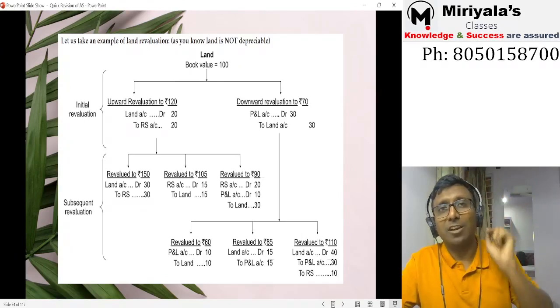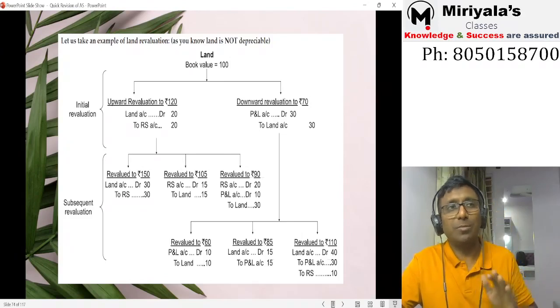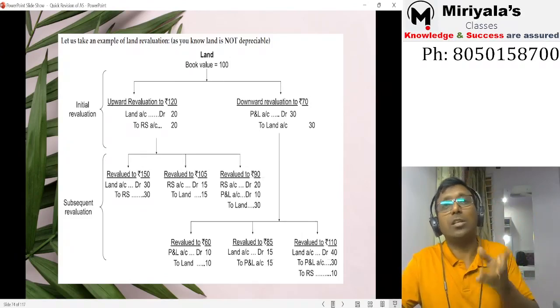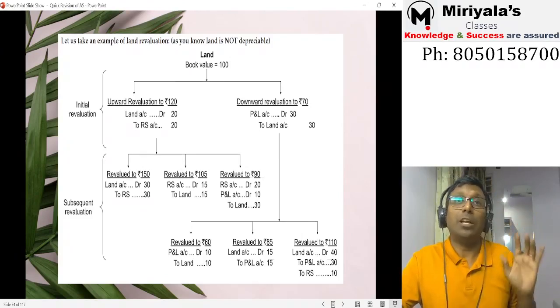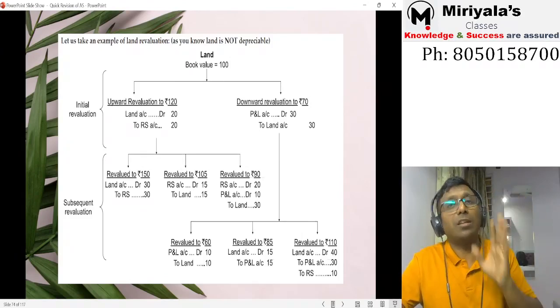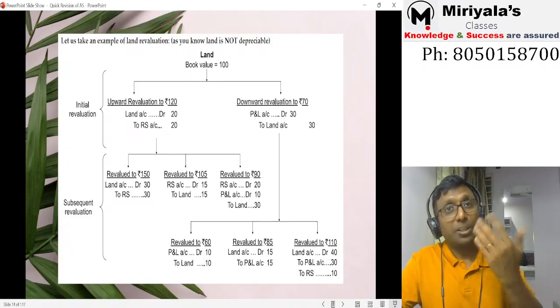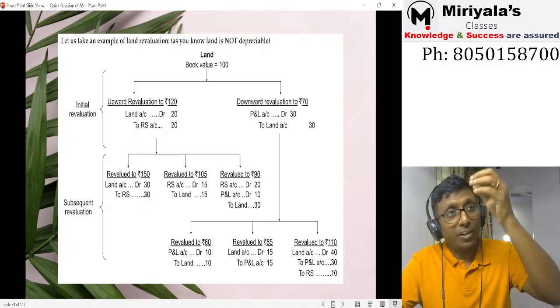Then to the extent a revaluation reserve is there, first you reduce it, meaning debit the revaluation reserve. Over and above that, if it fell down further, then charge it to the profit and loss statement. If there is no revaluation reserve, then charge it to profit and loss, obviously. Correct. Sir, last year it fell down.